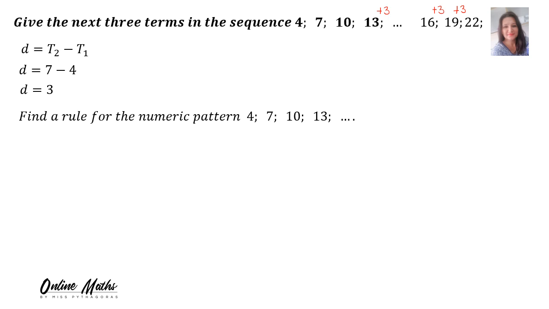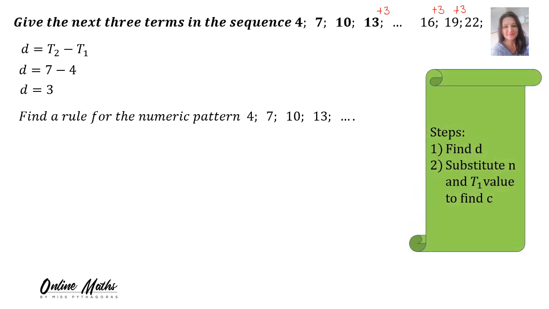Find a rule for the numeric pattern, or the question could read, find the general formula for this numeric pattern. Again, there's step 1, find d. Well, we have d. d is equal to 3. So into the formula, Tn is equal to dn plus c, we substitute 3.